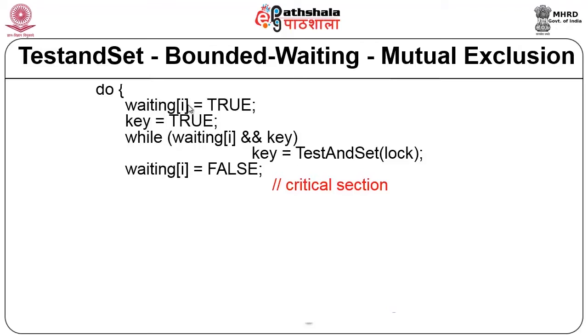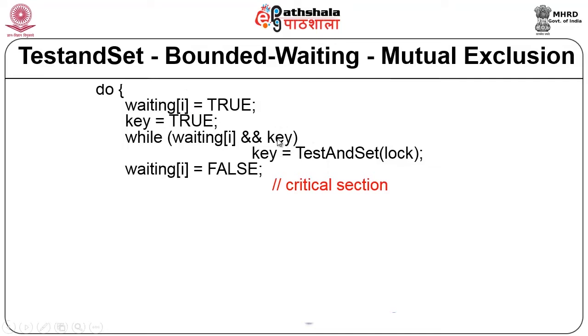and then it will try and check test and set of lock. So, test and set of lock, what does it do? If the value of lock is false, test and set of lock will return a false value, and that will be assigned to key. And this key now becomes false, and when key becomes false, this while loop condition, this key also becomes false.